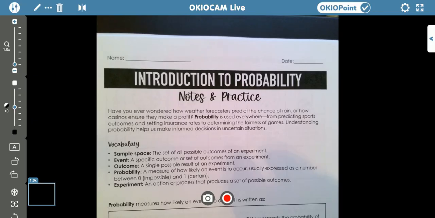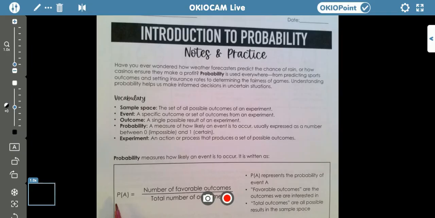Hi guys, so we are going to start learning about probability. So first let's look at some notation. This P here is just stating probability. A is just whatever event we're talking about at the time. So to find probability, it's a fraction, a number between 0 and 1. 0 meaning it's not possible, 1 meaning 100% sure it's going to happen.